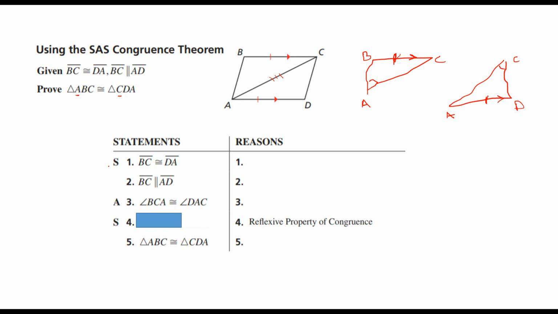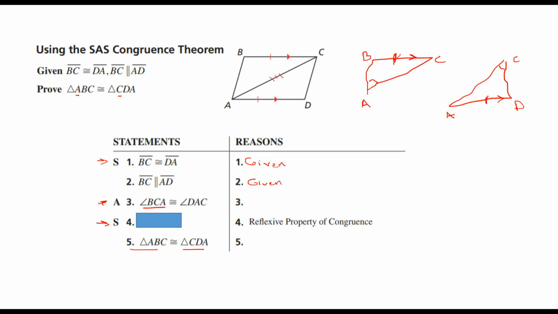So let's get into our proof. Notice it's already been organized for us, side to angle to side, and this has to be a side clue. And then our final statement, the two triangles are congruent. So let's begin at the beginning. First, how do we know that those two sides are congruent? Well, that was given to us. Next, how do we know those two lines are parallel? That was given to us.